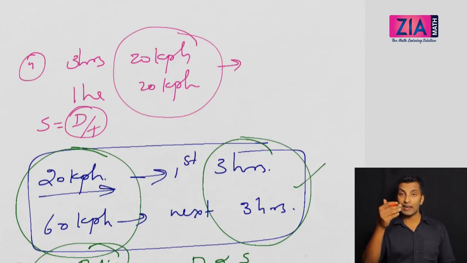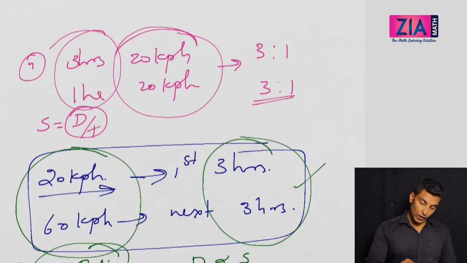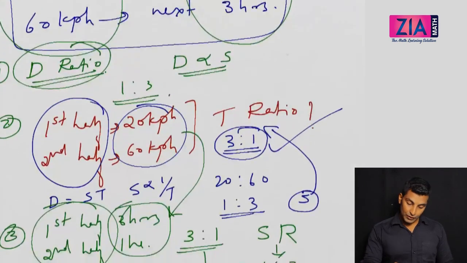So what is this ratio? Distance and time are directly proportional. So the time ratio is given as 3:1. So what will be the distance ratio? The distance ratio will be 3:1 itself. So if you look at this case, here the application is that distance is directly proportional to time. Okay. In the first case also, distance is directly proportional to speed.